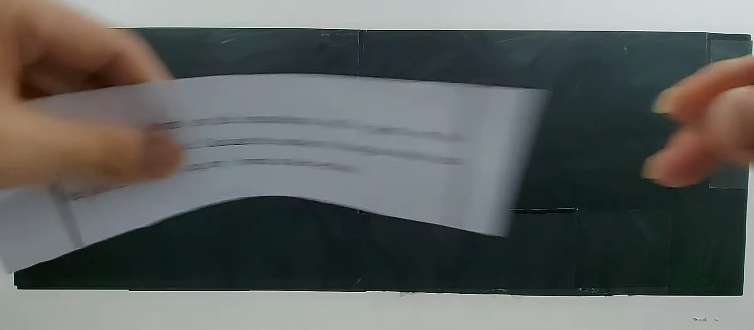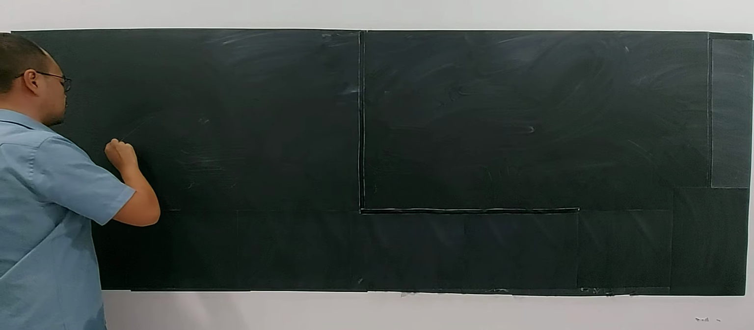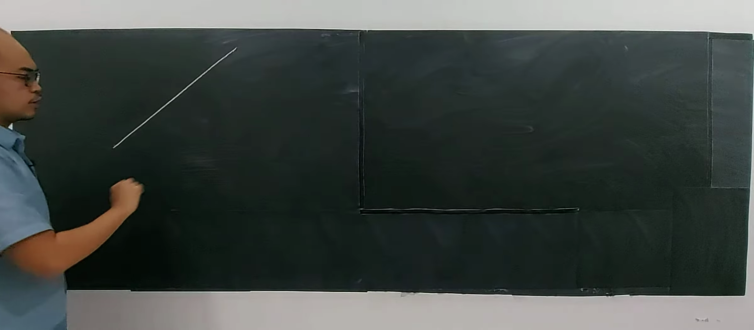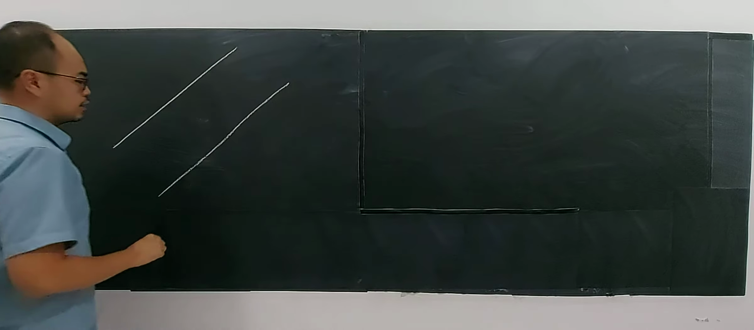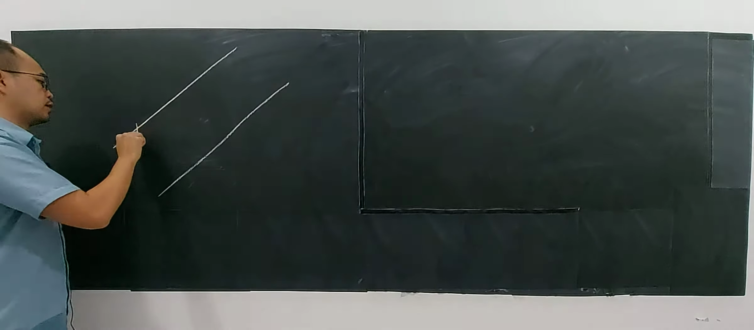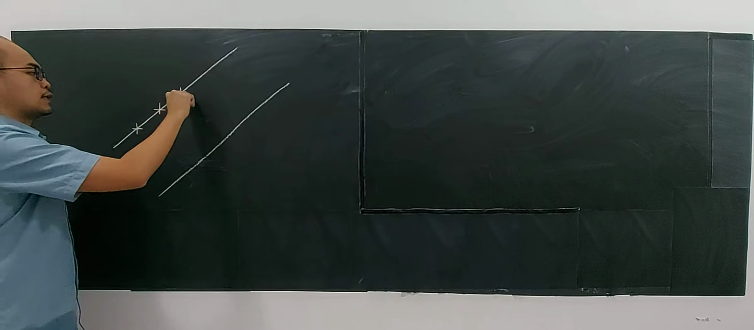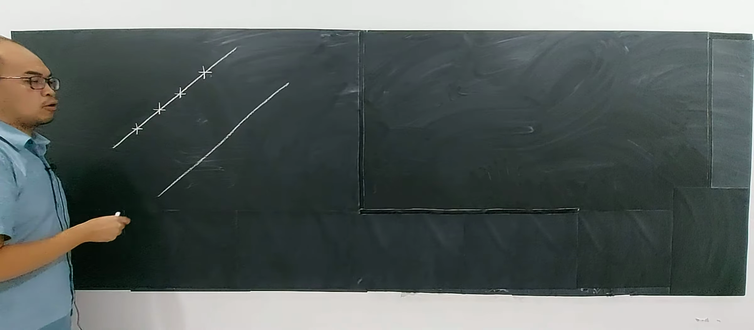Before I discuss this question, I want to teach you some concepts which may involve geometry. Let's say I have two different lines, which can be parallel. Two parallel lines. Let's say there are 4 points here.